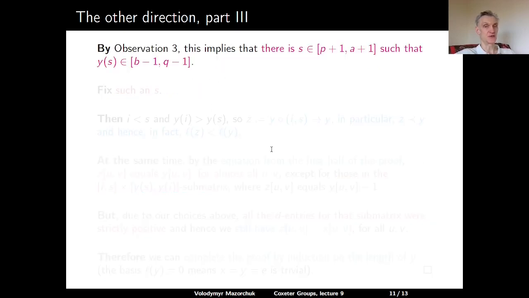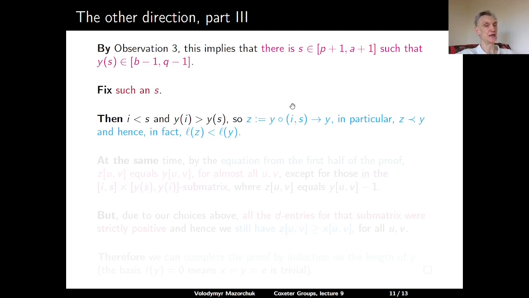Now, by observation 3, this implies that there is an element s between p+1 and a+1, such that y of s is between b-1 and q-1. And for such an s, we have that i is smaller than s, and y of i is greater than y of s. And so if we consider the element z, which is y after the transposition of y and s, we will have an arrow from this element to y. In particular, z is strictly smaller than y in the Bruhat order, and in particular, the length of z is strictly smaller than the length of y.